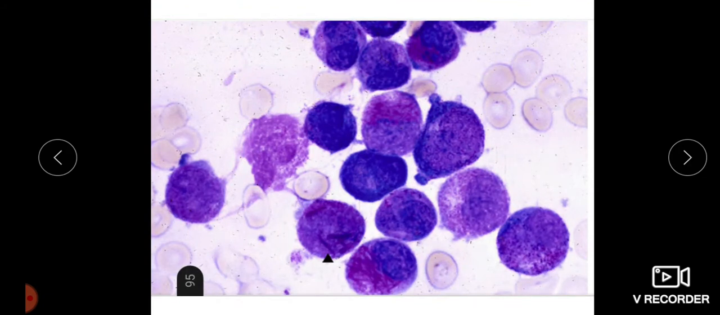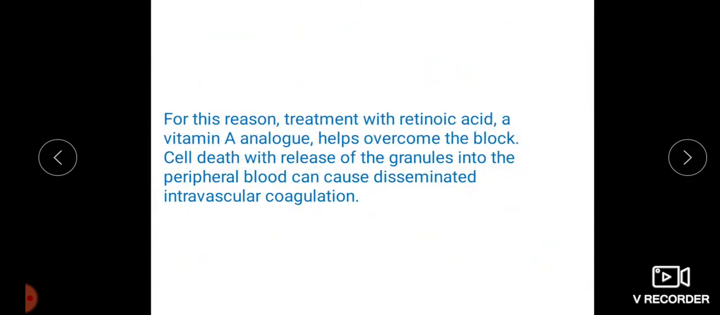You can see in these promyelocytes, here are Auer rods, and we can see large and uniform promyelocytes with cytoplasmic granules. Because the retinoic acid receptor is present on the 17th chromosome, if we give all-trans retinoic acid, that is a vitamin A analog, this is the treatment. It helps to overcome the block in acute promyelocytic leukemia. This is very, very important, friends.